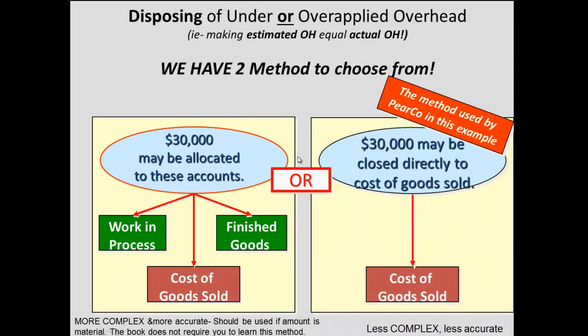So there's two choices here. We're going to take the easy method in this book, and this is what we assume. We can do this and it's okay as long as the amount is immaterial or not significant. And instead of having to split it between work in process, finished goods, and this expense here, we're just going to send it all to cost of goods sold. This method, of course, is less complex and it's easier for you to remember how to do it, but it's a little bit less accurate.